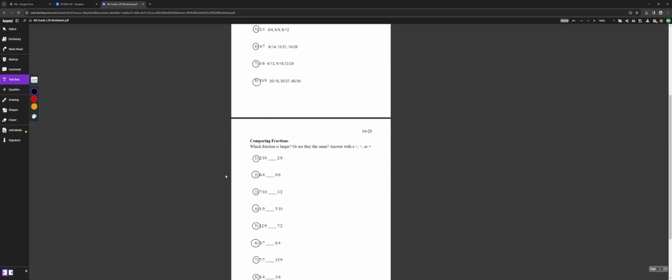Now we have compare fractions. Number 1: which is larger, 2/10 or 2/8? You could multiply each by something so that they have the same denominator. Let's say we want to get to 40, we could multiply 2/10 by 4 on each.